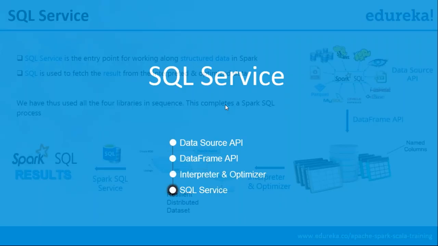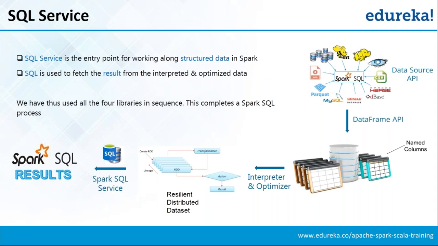Now, let's talk about the SQL service. In the SQL service, it is going to help you by doing all the transformation and action in the last step. After that, using the Spark SQL service, you will get your Spark SQL outputs. Whatever processing you have done in terms of transformations, you can say that your Spark SQL service is an entry point for working with structured data in Apache Spark. It helps you fetch the results from your optimized data, or whatever you have interpreted before. So that is what it's doing. This completes this whole diagram.